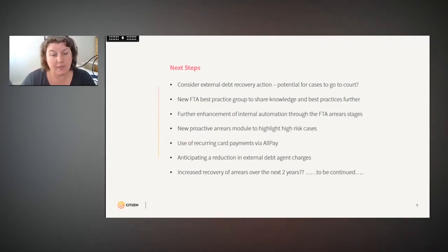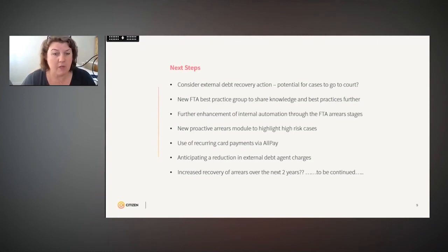And we're also hoping to embed a new proactive arrears module within our MIS system, which will give us greater opportunity to highlight high risk cases. Again, it's fairly obvious stuff. It's the system being able to pull through cases that really need to be prioritised over other former tenant arrears. And so we think that this new module will help us do that.